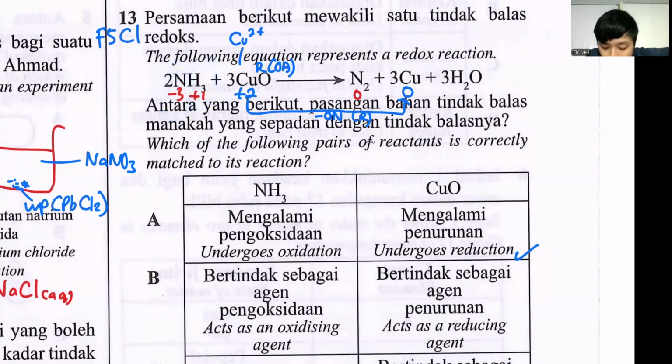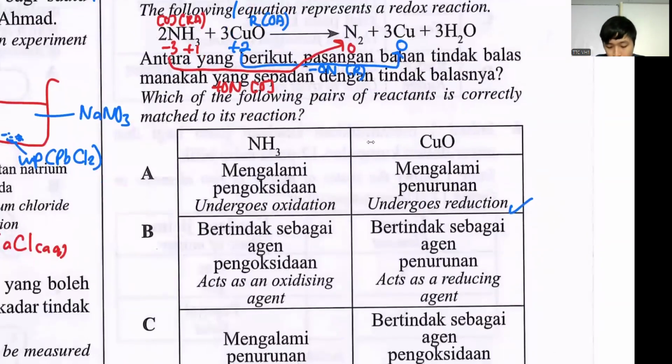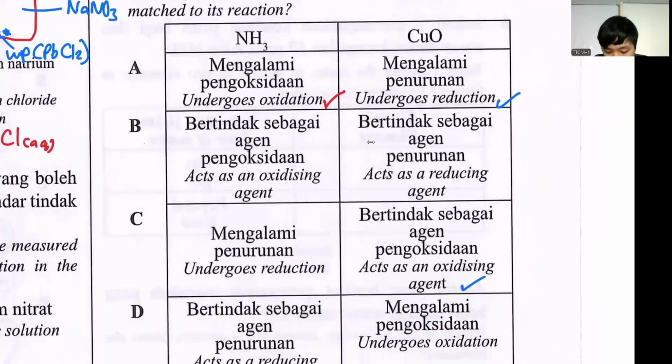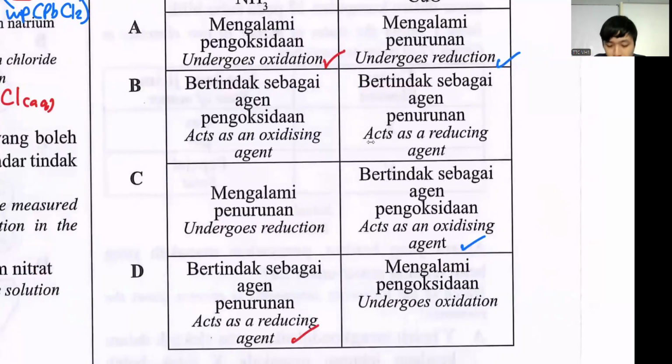So it means negative 3 to 0 is an increase in the oxidation number. So you know this is oxidation. Oxidation means itself is a reducing agent. Okay, so undergo oxidation, itself is a reducing agent. So the best answer is A.